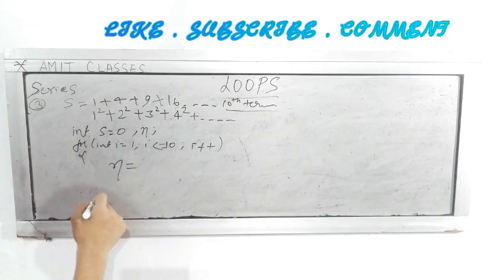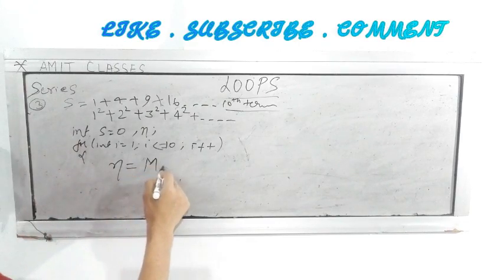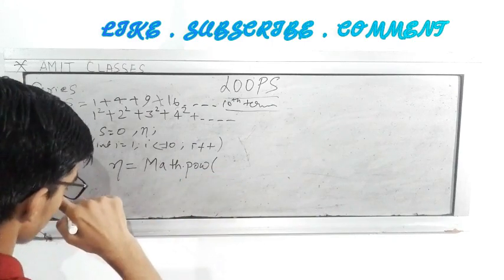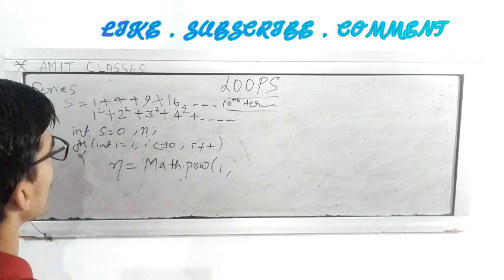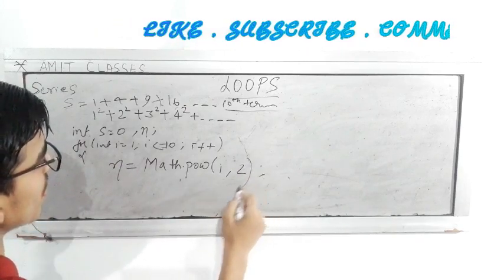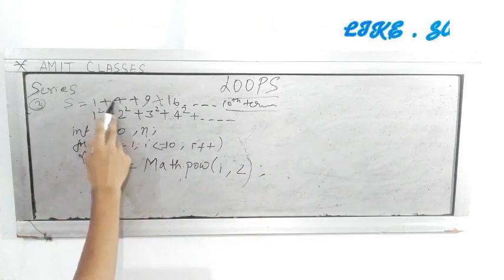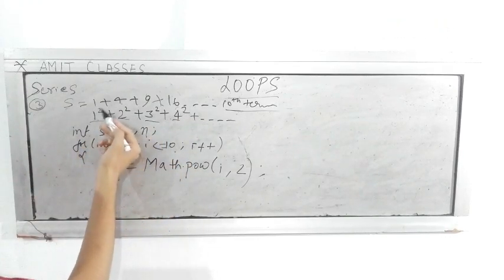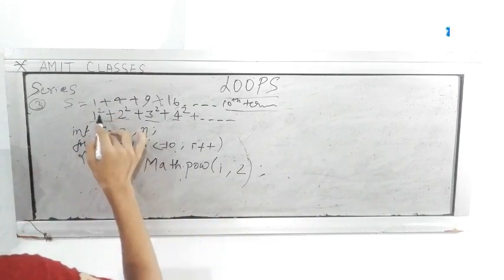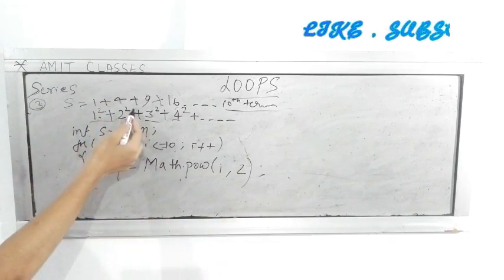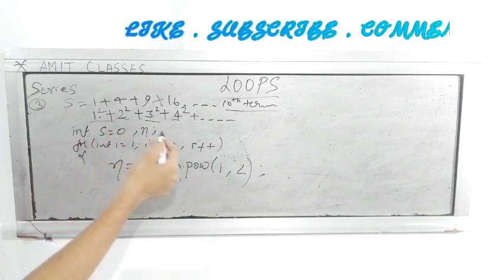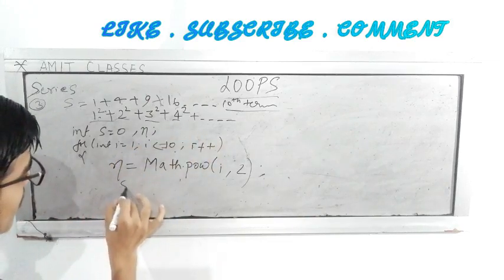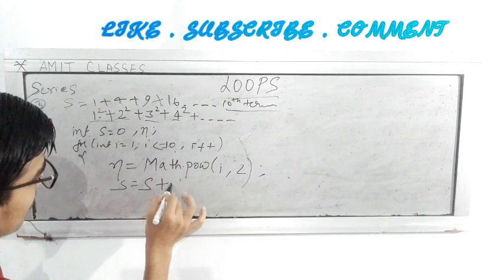So we'll write here m is equal to Math.pow(i, 2). i means 1, 2, 3, it will go 1, 2, 3, 4 continuously till 10, and to the power 2 means i squared. So 1 squared, 2 squared, 3 squared and so on. And if we have to find the sum of all this, then sum is equal to s plus m.